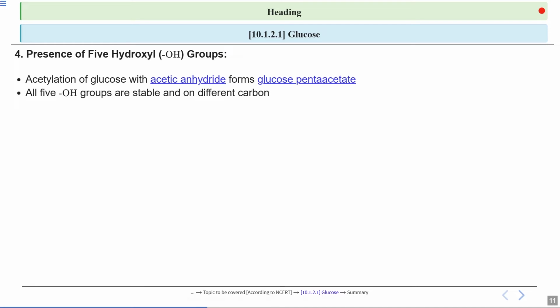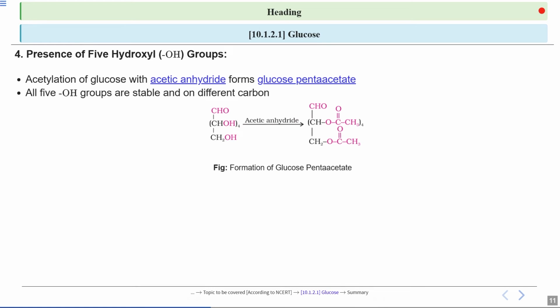So notice that all the 5 hydroxyl groups in glucose are stable and each is attached to a different carbon. This means that the structure of glucose allows each hydroxyl group to react independently. If we look at this reaction, we have glucose with 5 OH groups. When we react it with acetic anhydride, we get glucose pentaacetate. That is, each OH group, 4 OH groups from here and 1 OH group from here, is replaced by an acetate group.